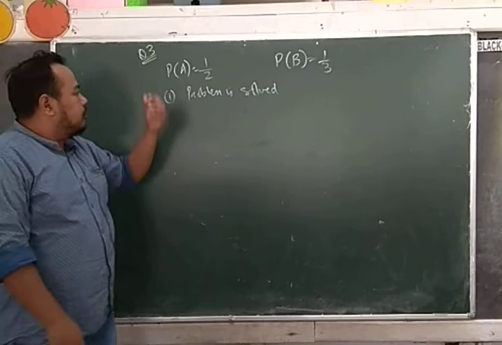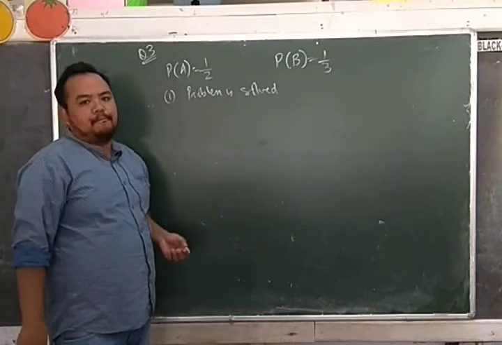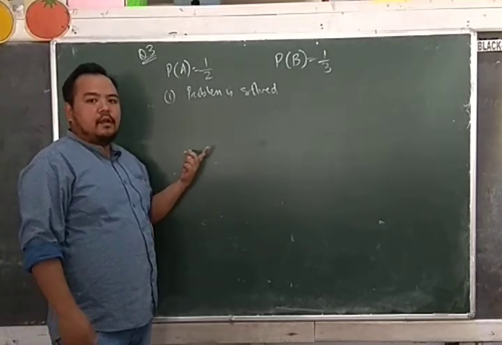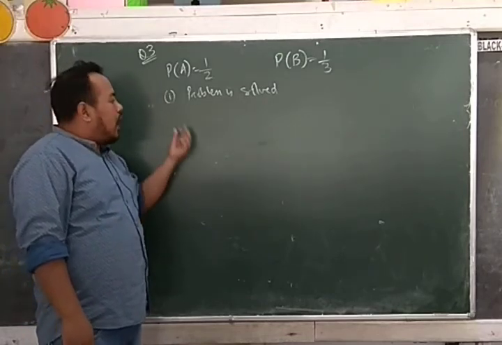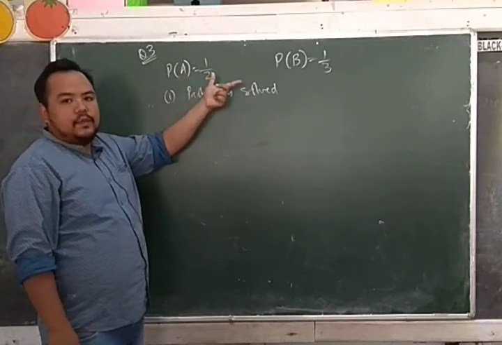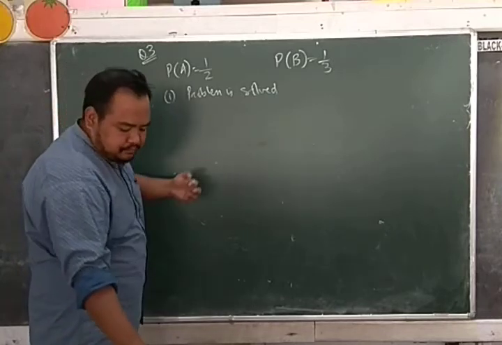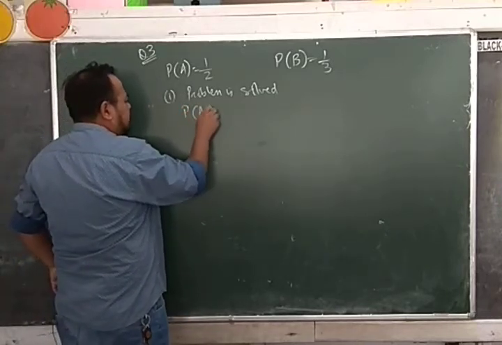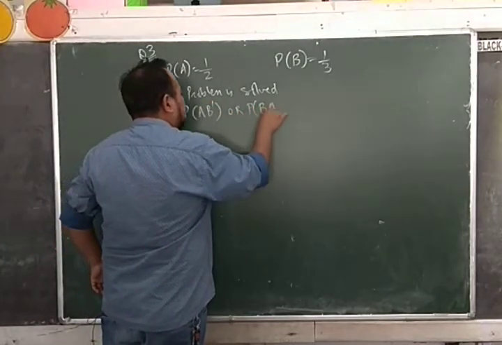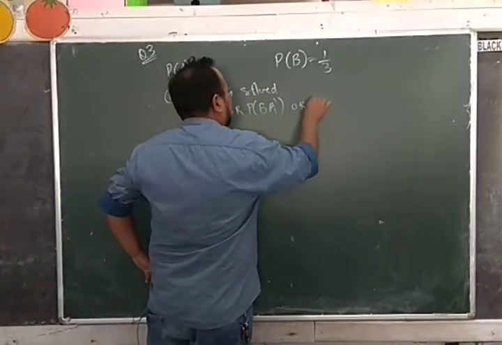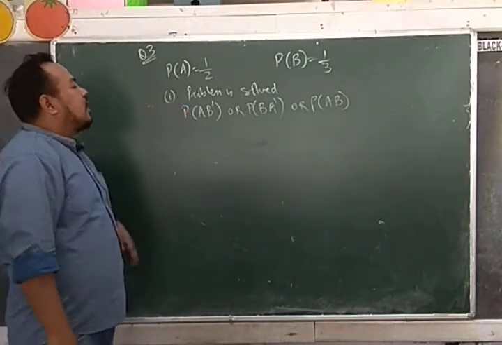So if the question is to find the probability that the problem will be solved, you have three cases. Three cases mean either one will solve the problem or both will solve the problem. So either one means either A or B. So A solves the problem and B does not solve the problem, or B solves the problem and A does not solve the problem, or A also solves the problem and B also solves the problem. So this is the required probability.